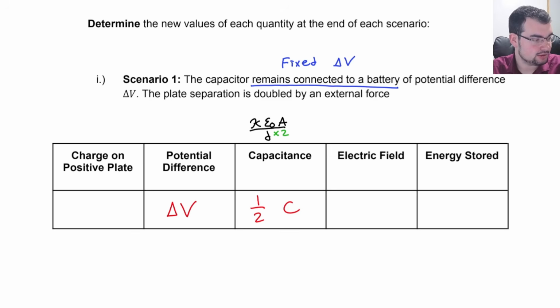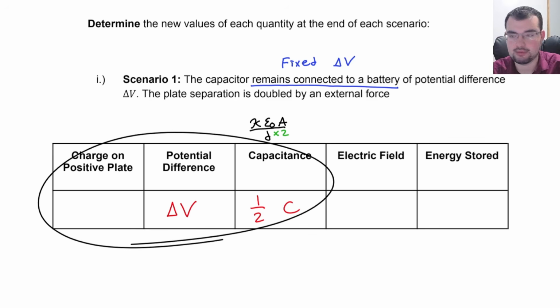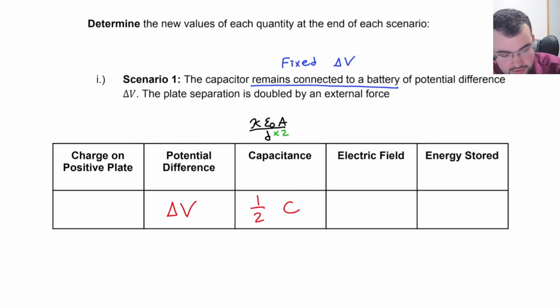All right, now let's pick a bunch of stuff to do. Charge on positive plate. Well, what do we know? How can we get charge? Well, these three variables are related. So I can use the fact that Q equals C delta V. Delta V, by definition, remains fixed, and the capacitance halved.